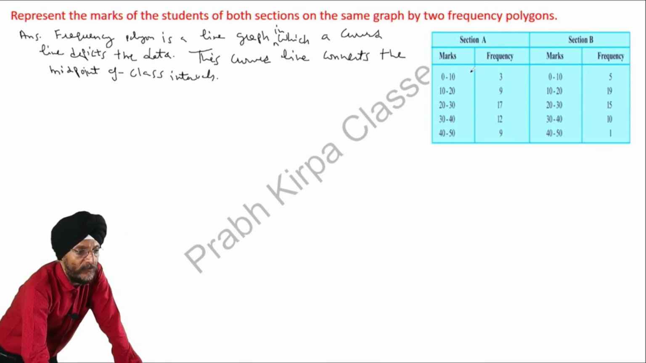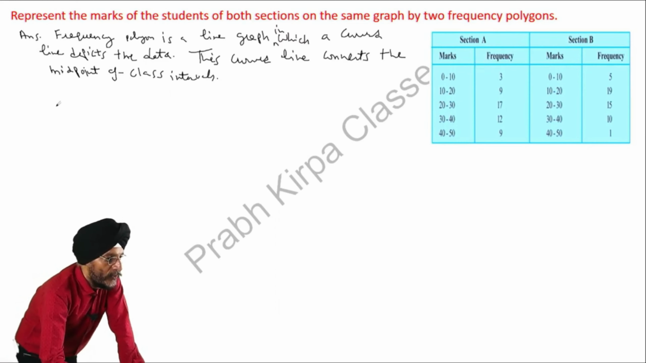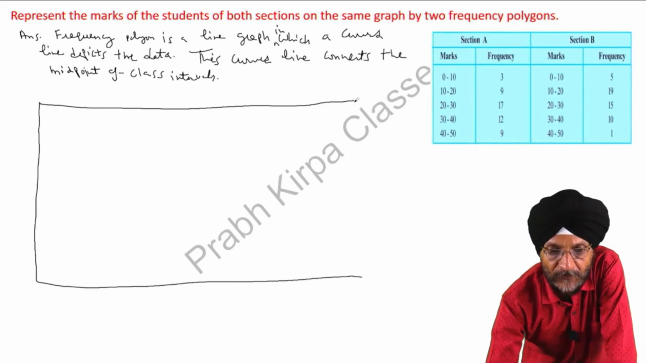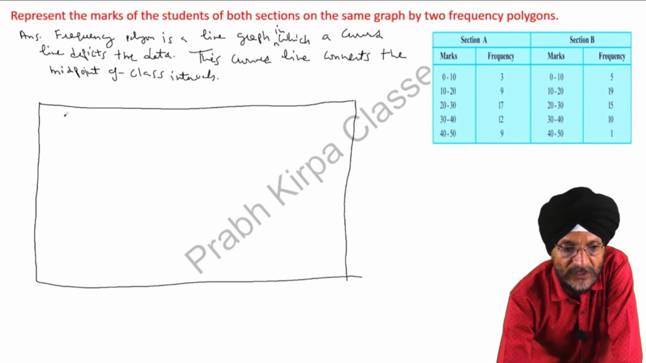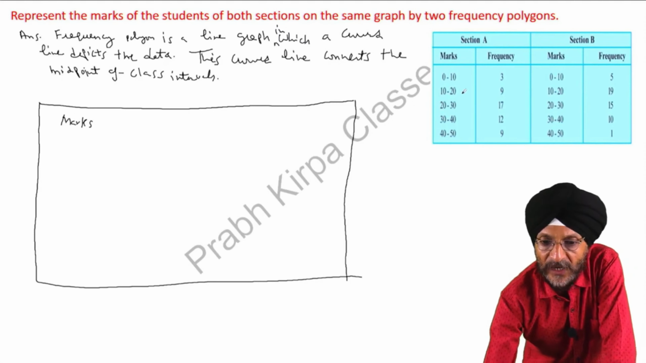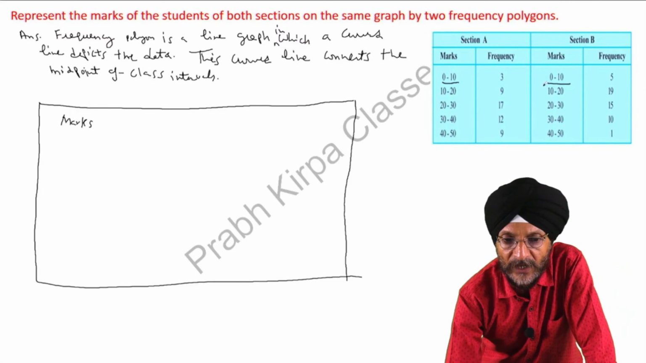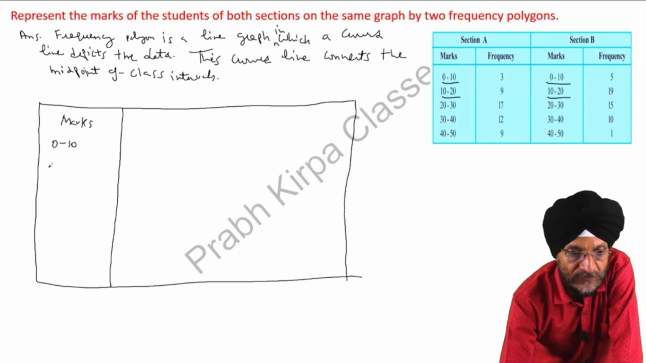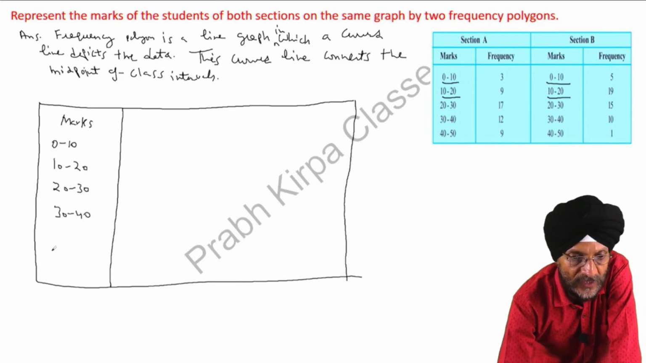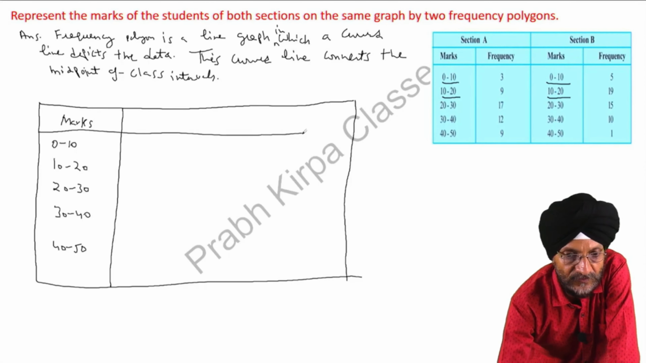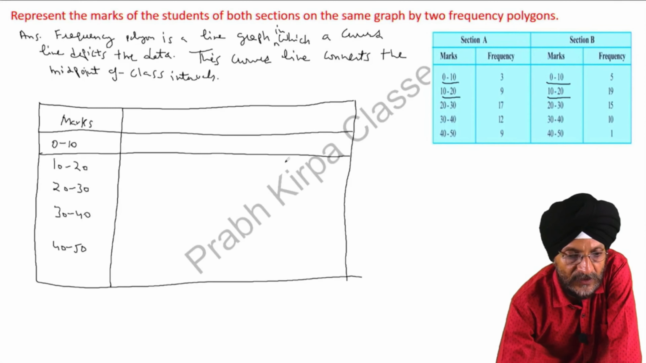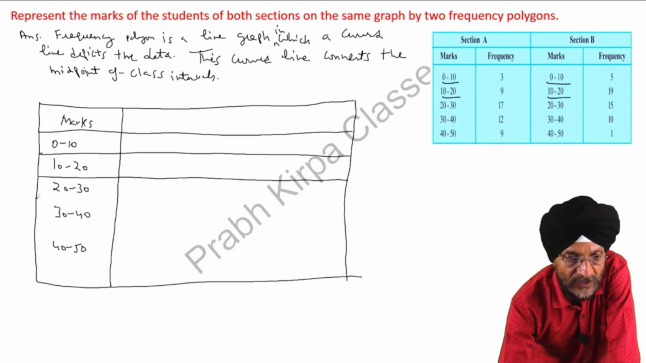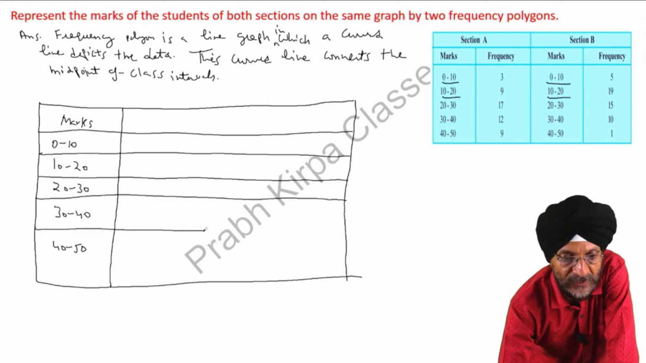So here first we will have to form the midpoint. What is the midpoint? So here we will have to first prepare the table so that we can form the midpoint. So these are the marks. Marks in case of both the sections fall in the range of 0 to 10, 10 to 20. So here in the same way we will write marks 0 to 10, 10 to 20, 20 to 30, 30 to 40 and 40 to 50. Here we will draw lines so that our information may not get mixed up with other columns.